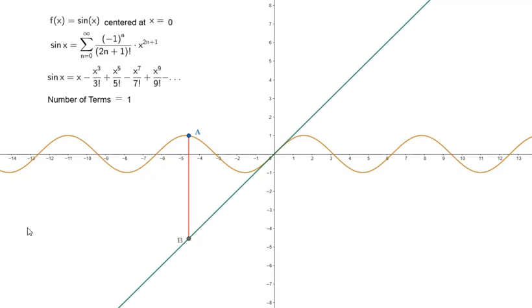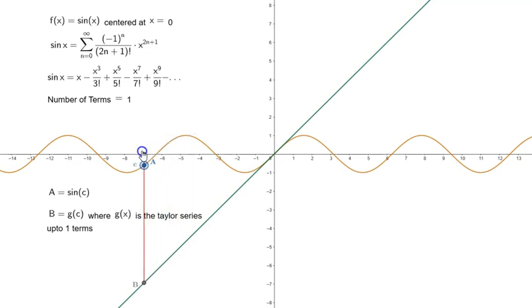And let's mark a point C on the x-axis, which is where it is being intersected by AB. Okay? So what do we have now? Remember, A is sine of C, where C is the point on the x-axis which is being intersected by A and B. So A is sine of C and B is G of C, where G of x is the Taylor series up to one term.